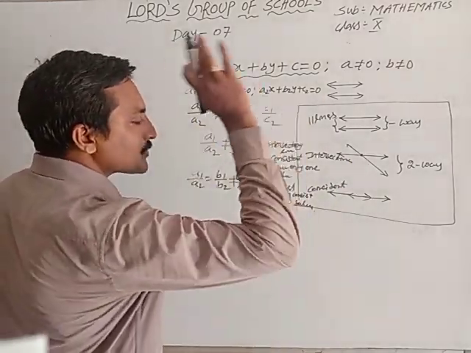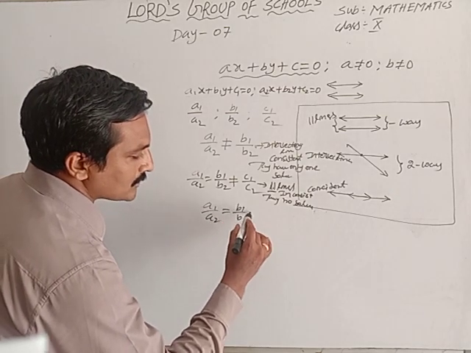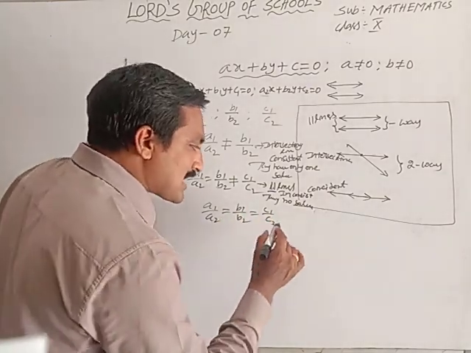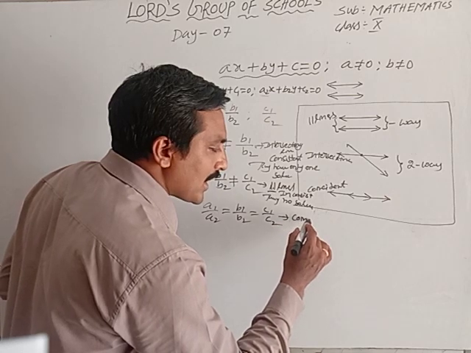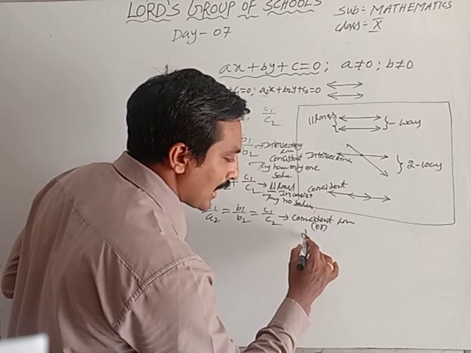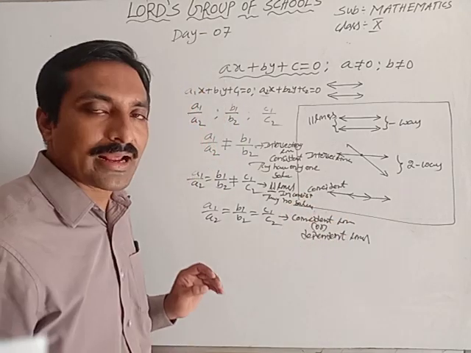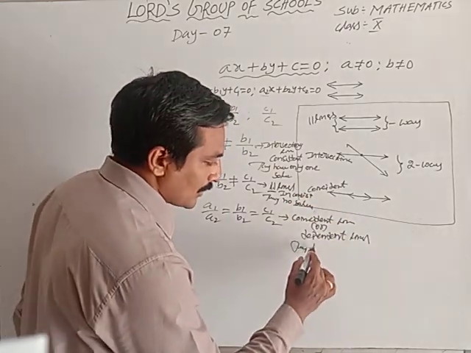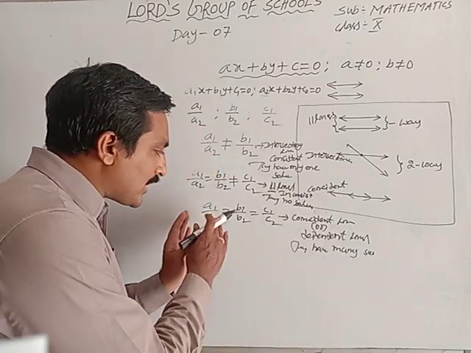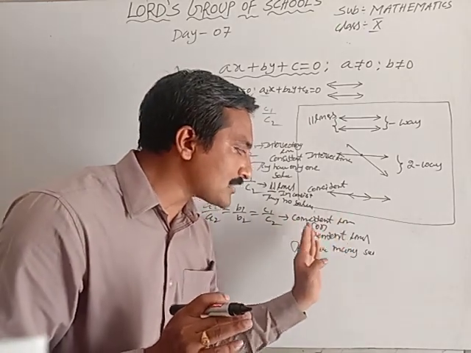Next, if a1 by a2 is equal to b1 by b2 is equal to c1 by c2, that is, these three ratios are equal, then those lines are called coincident lines. Coincident lines are dependent lines. They have many solutions. Why? Because here the three ratios are equal, so the lines are called coincident lines or dependent lines.